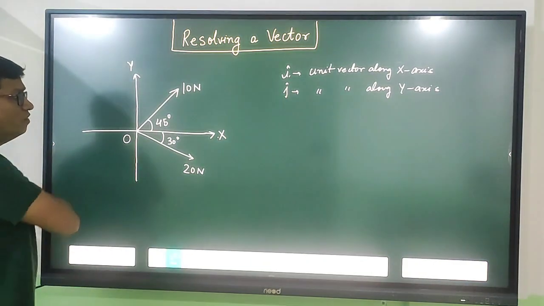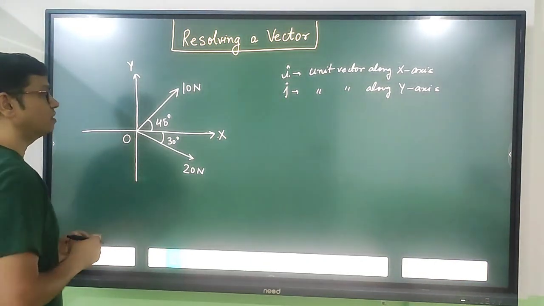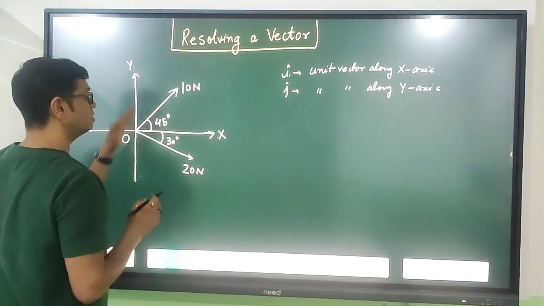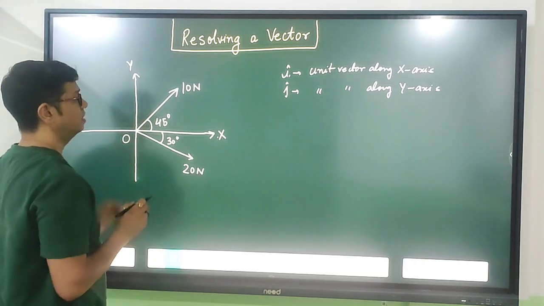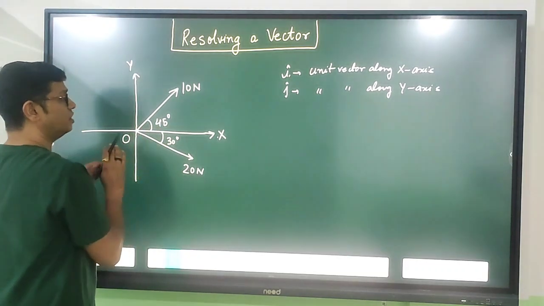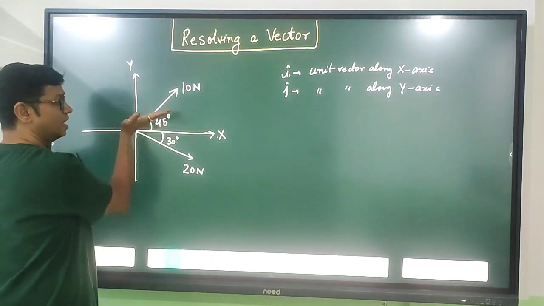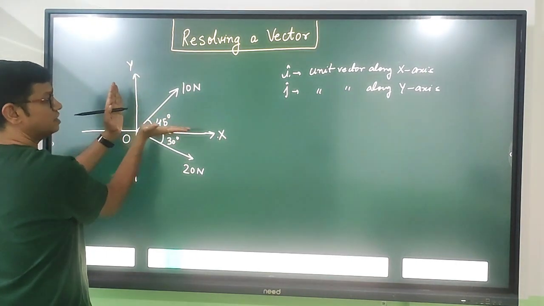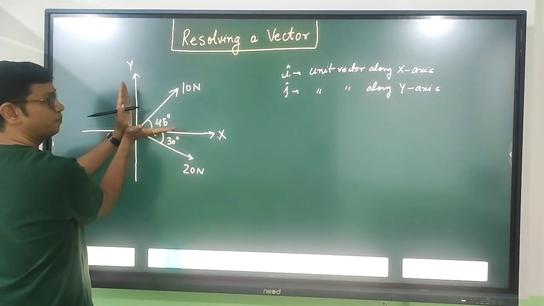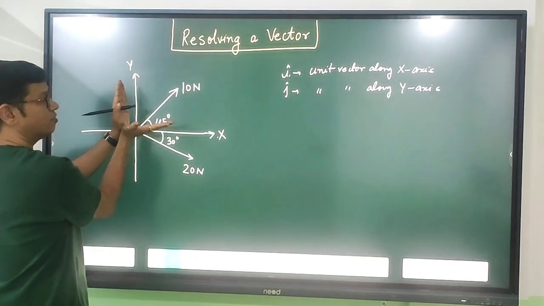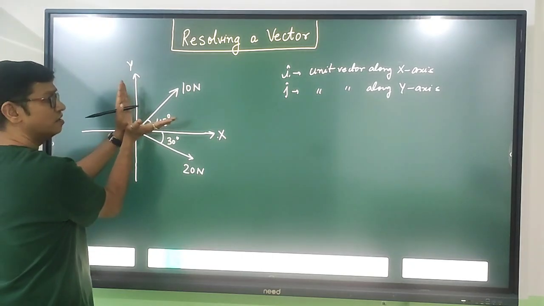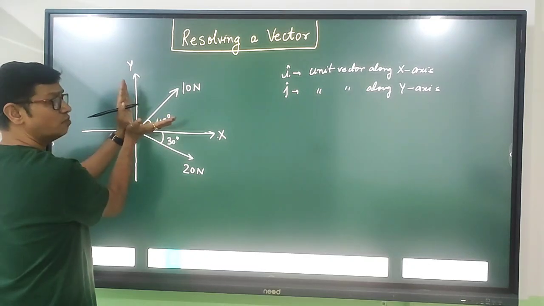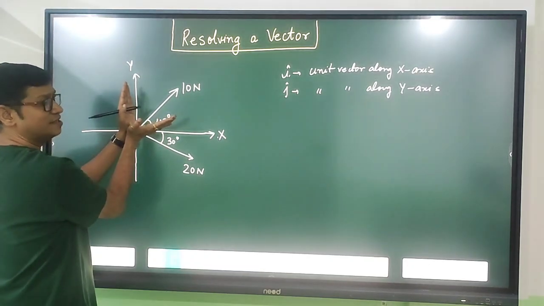Remember one thing, when you are resolving a vector, first you have to find the components. For components, let's focus on this 10 Newton force. This 10 Newton force can be resolved into two components, one along the x-axis and one along the y-axis. One component will go like this and one component will go like this. This is how we have to visualize it, because in this resolution of vectors, your visual intuition is the most important thing in judging the angles.